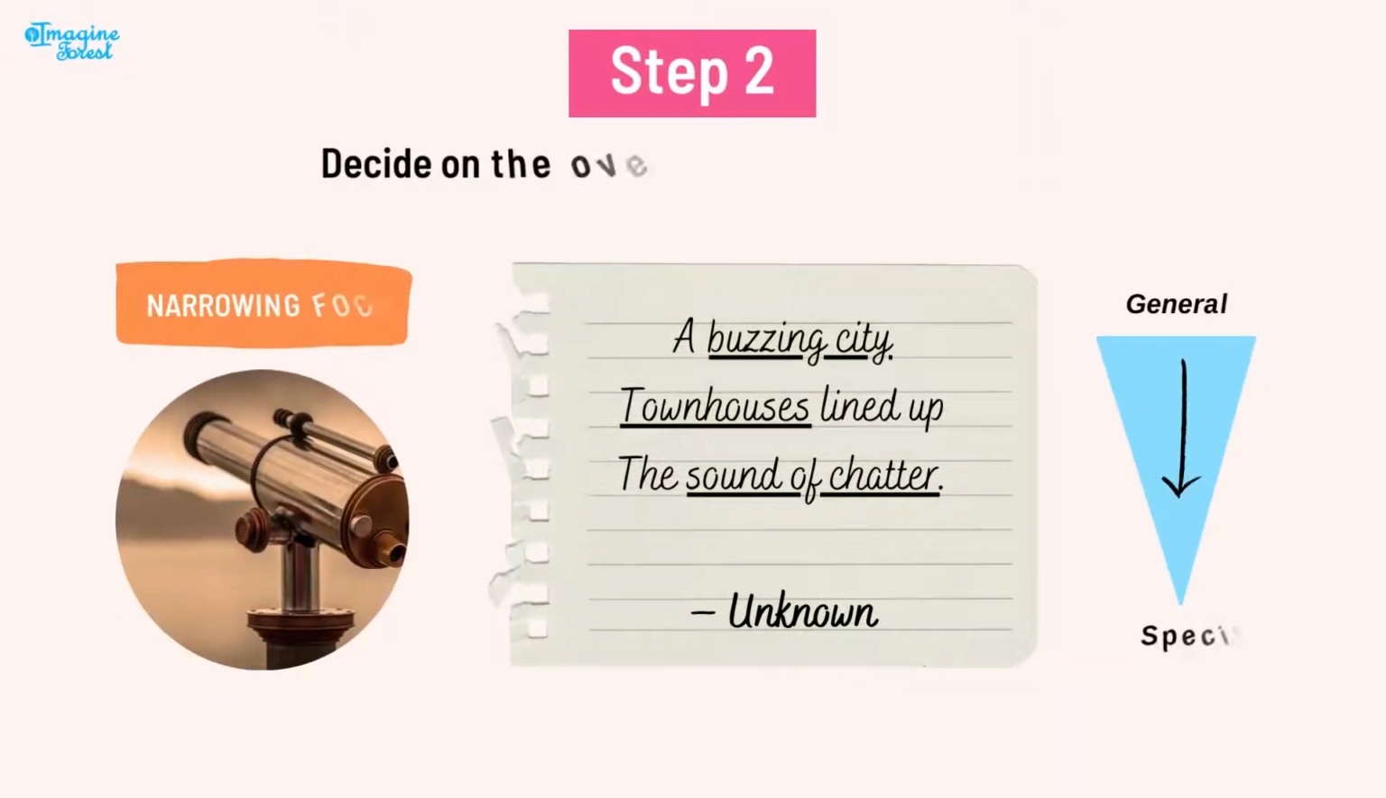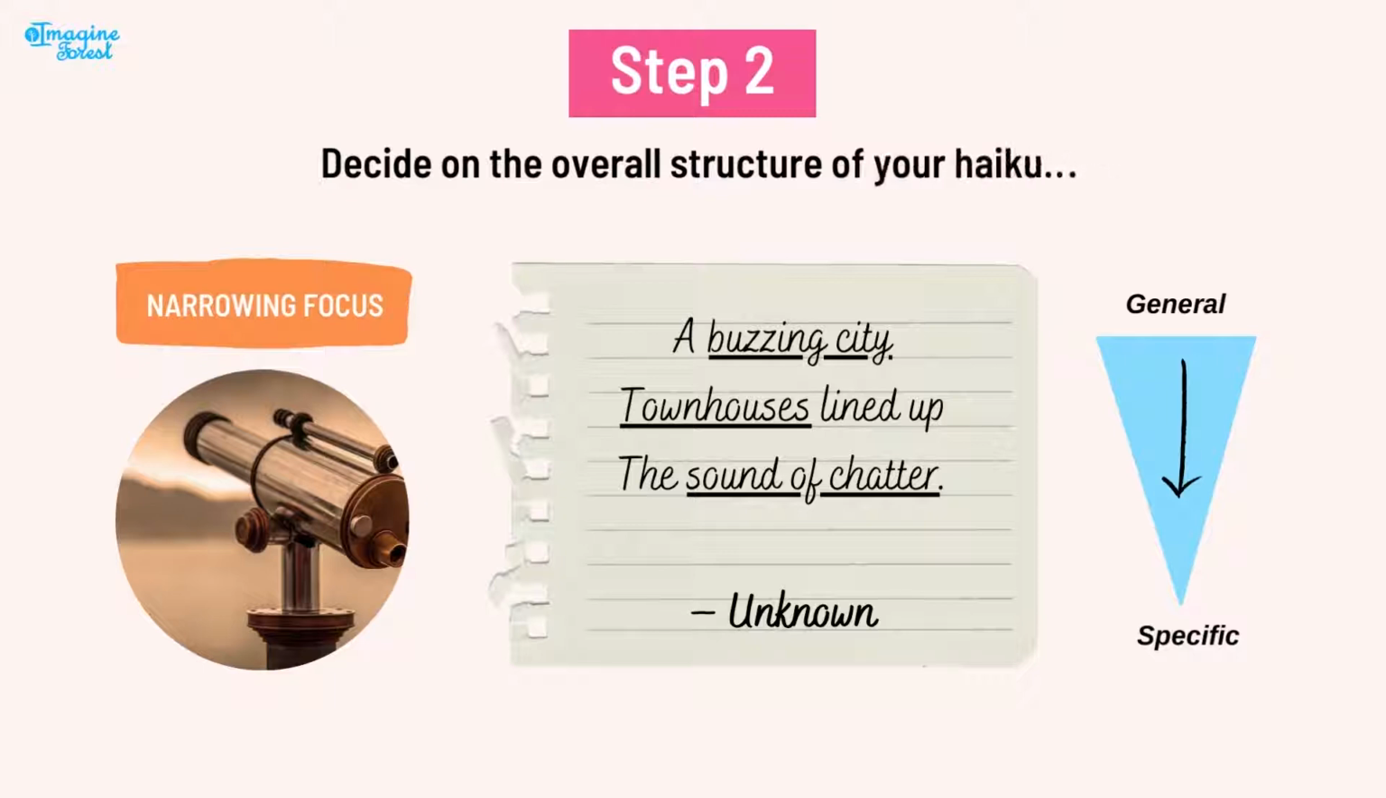The third technique is narrowing focus. Here you start the haiku on something wide, or general, and then narrow it down to the details. Take a look at this example. We start on the outside, at a distance looking at a busy city, then by the end, we have zoomed in on the people talking inside this city.